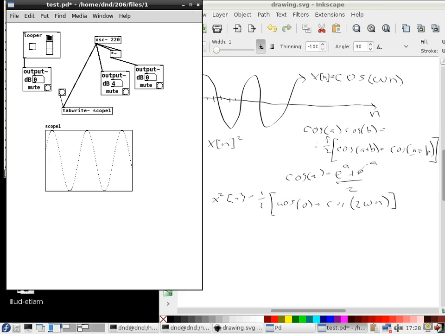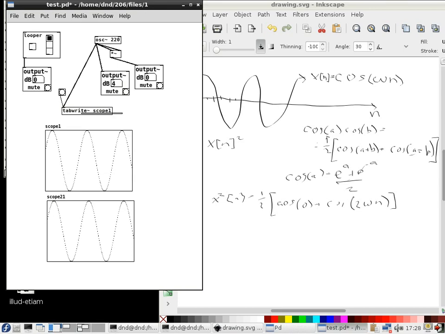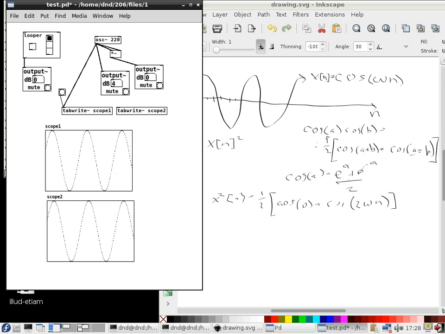All right, now, I did that so I can do this. We'll make another one, and it's going to be scope 2. And now I'm going to make a tabwrite~ for it. Oh, cool. All right. Good. Anyone know how I can get these two to graph at exactly the same sample? Thank you. Yep. Just see if you're awake.